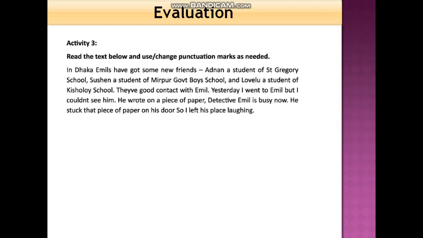Activity 3. Read the text below and use or change punctuation marks as needed. Let's do it with me. In Dhaka, Emils have got some new friends. Adnan, a student of St. Gregory's School. Shushan, a student of Mirpur Government Boys' School. And Lablu, a student of Kisholoy School. They have good contact with Emil. Yesterday, I went to Emil, but I couldn't see him. He wrote on a piece of paper, Detective Emil is busy now. He stuck that piece of paper on his door, so I left his place laughing. When we are reading the passage, we have already gone through correction.